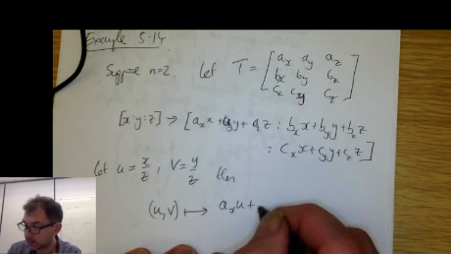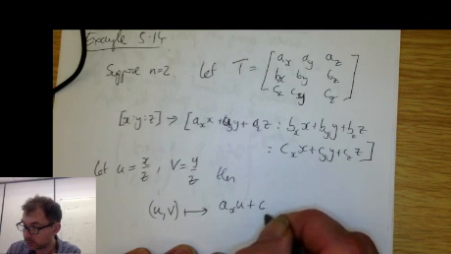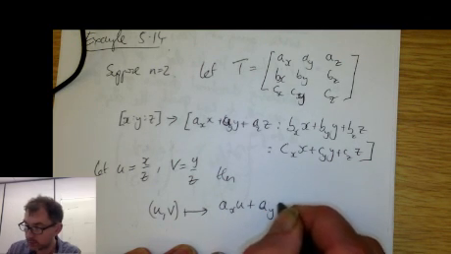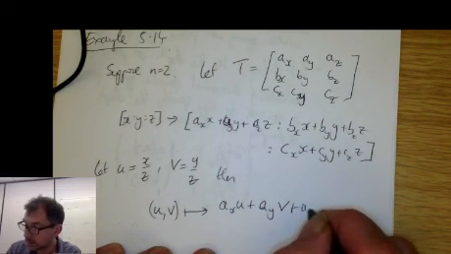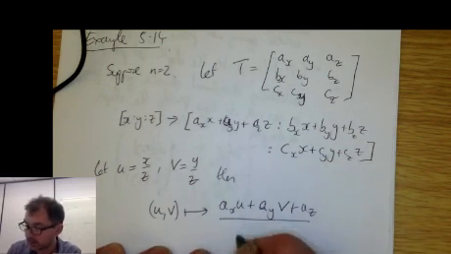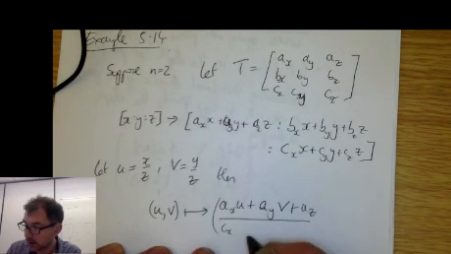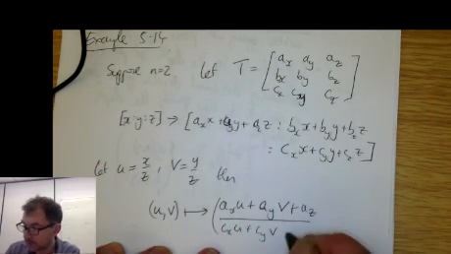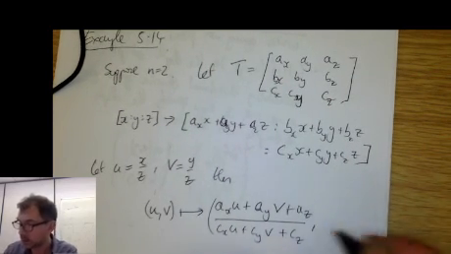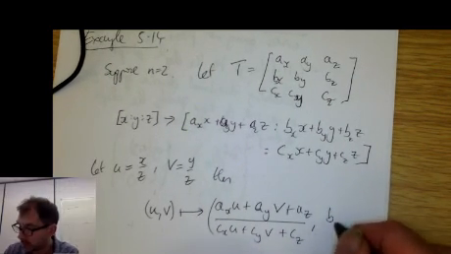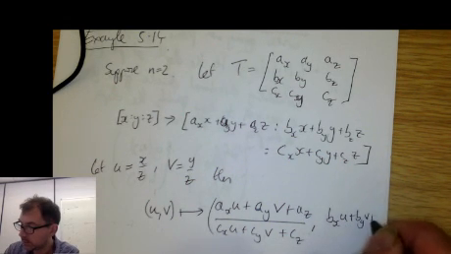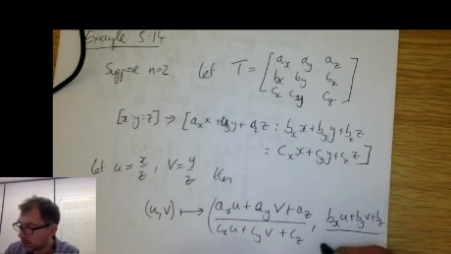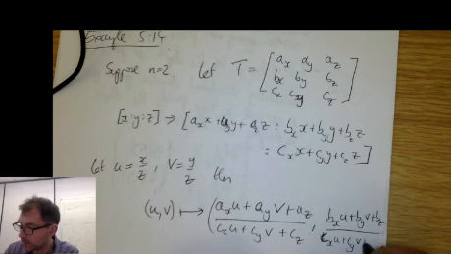AXU plus AYV plus AZ over CXU plus CYV plus CZ, and similarly for the other coordinates, so BXU plus BYV plus BZ over CXU plus CYV plus CZ.